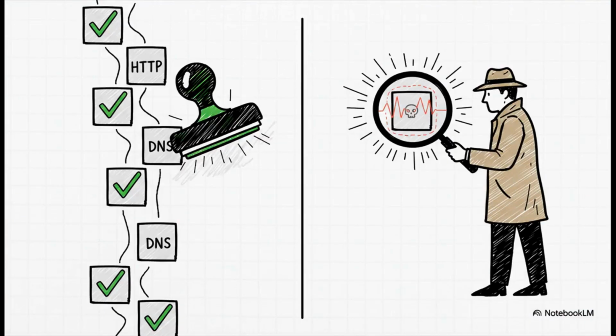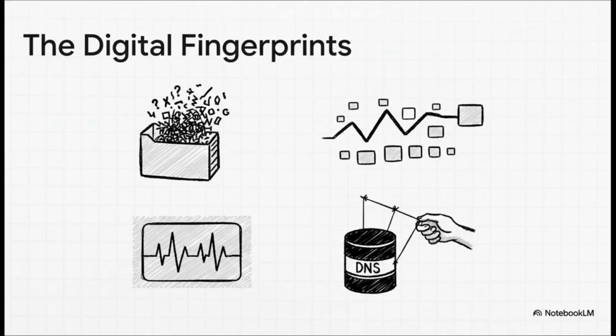Well, the answer is you have to change your entire mindset. We have to stop acting like simple customs agents who just glance at a passport cover and stamp it approved. No, we have to become detectives. We've got to ignore the labels and instead start looking at the behavior of the traffic itself. We're looking for the little clues, the subtle hints that something is just off. And these clues are like digital fingerprints that attackers can't help but leave behind.